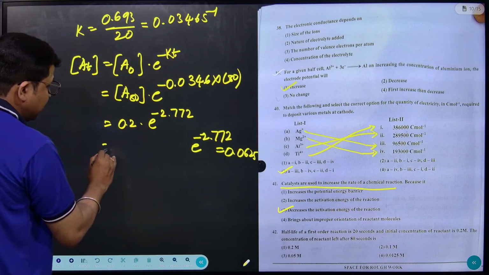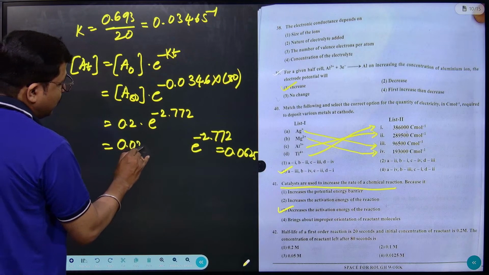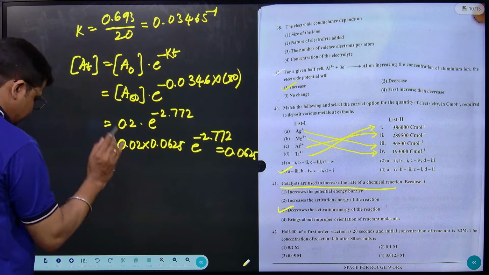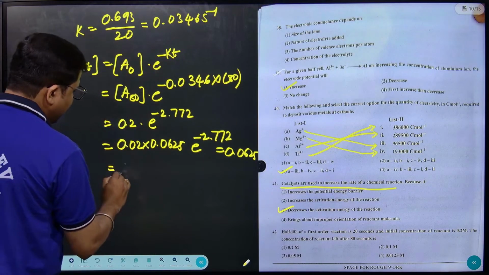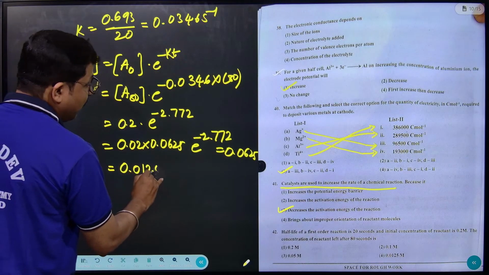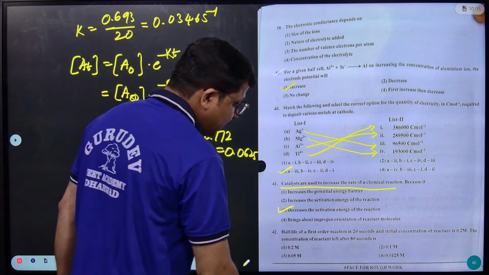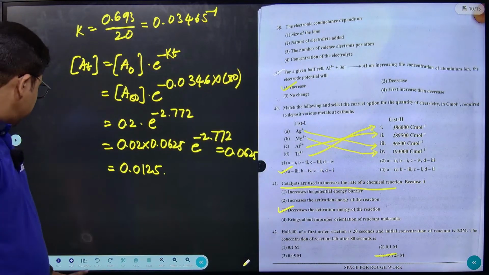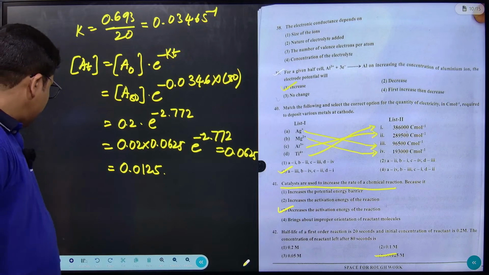0.0625. Substitute this in the equation, 0.2 into 0.0625, this becomes 0.0125, which is the right answer. That is, 0.0125 molar, option number 4, is the right answer for question number 42.